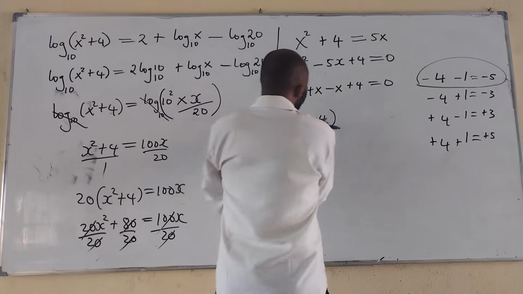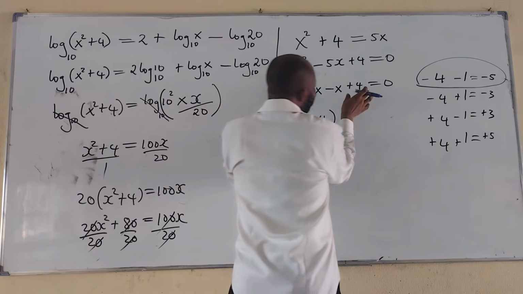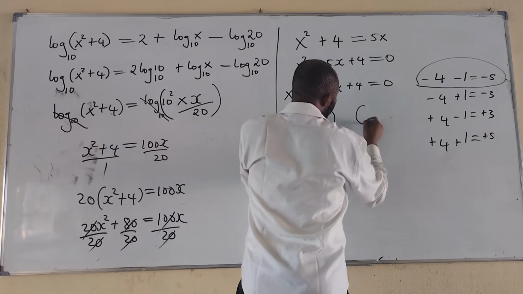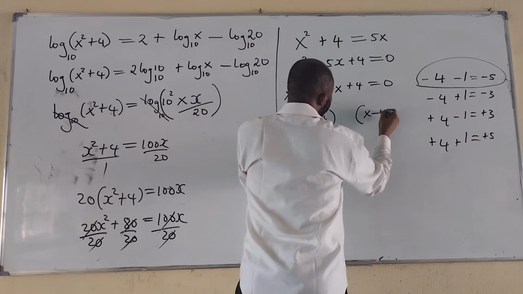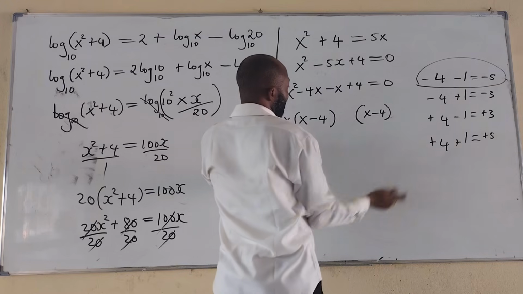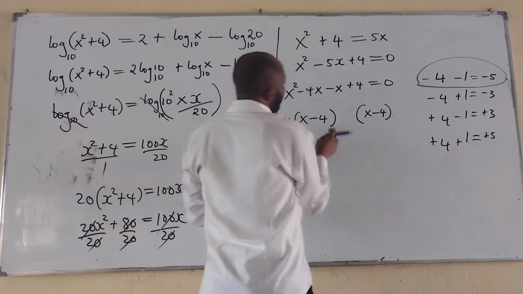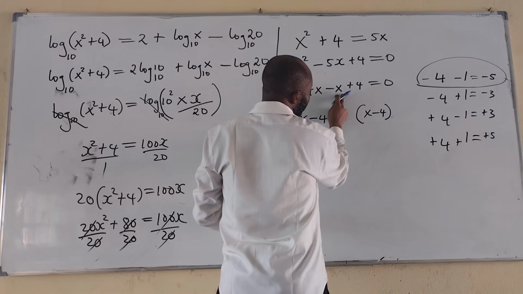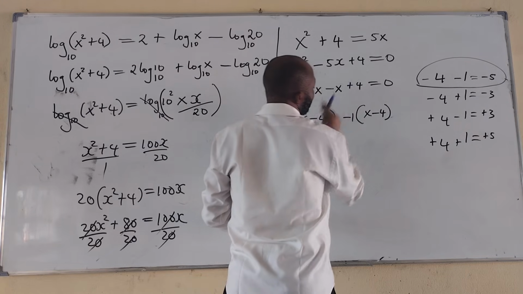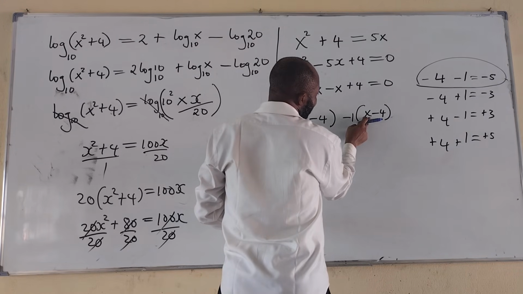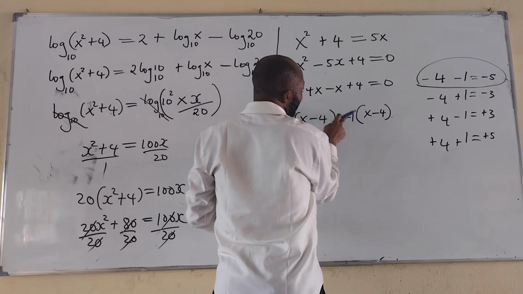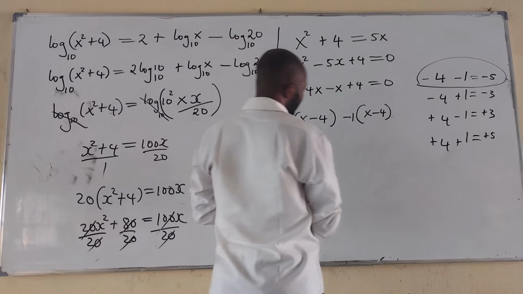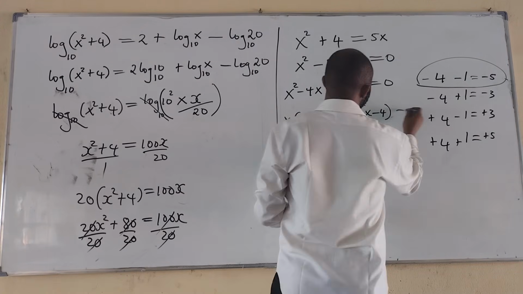Now, what you have here must be exactly what you will have in the second bracket. So if that is true, I can just say x minus 4 is what I will get. But now, what am I going to use to multiply with this to give me minus 1? Minus 1 times x is minus 1. Minus 1 times minus 4 is plus 4. So this becomes my variable. All of this is equal to 0.